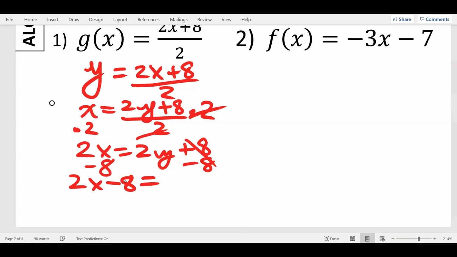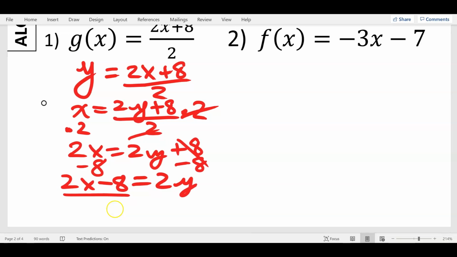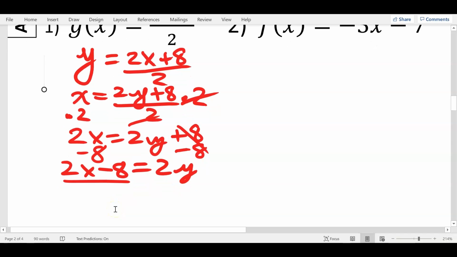Minus 8 equals 2y. Now, last step, to get rid of the 2 in front of the y, what do I do? Divide by 2. Remember, 2 is a coefficient, so you want to get rid of the coefficient by dividing, right? So, divide everything by 2. The left side is a big divided by 2.